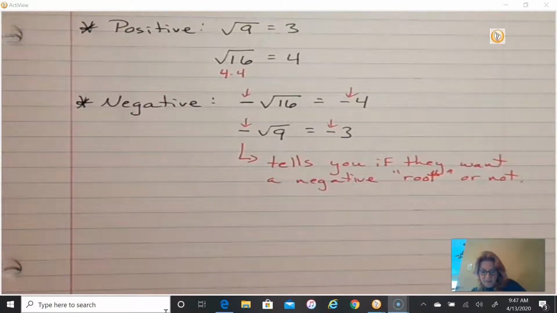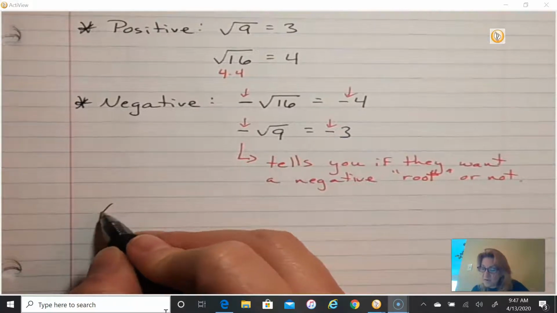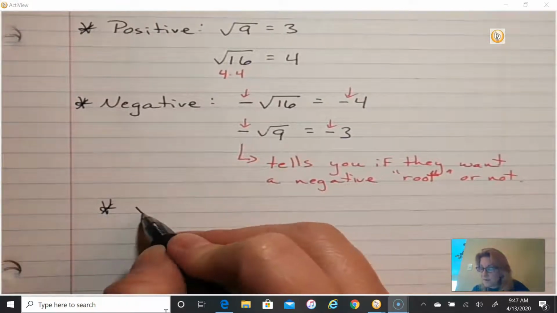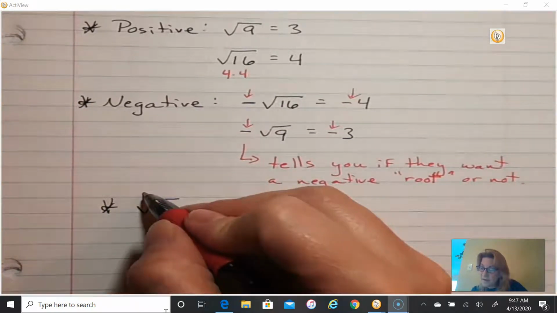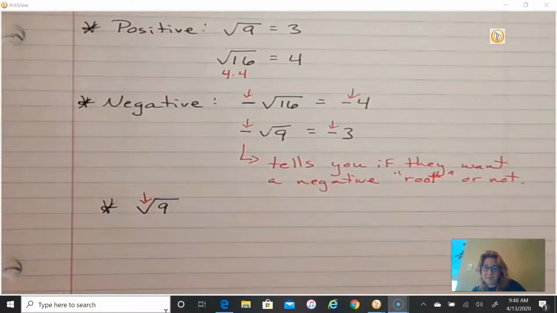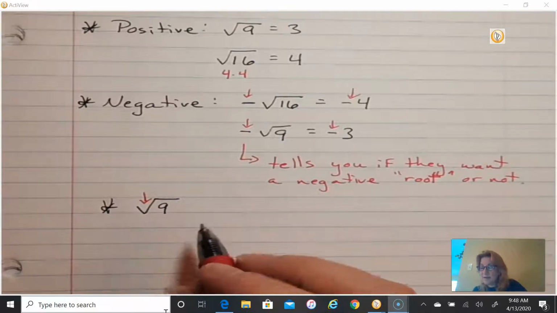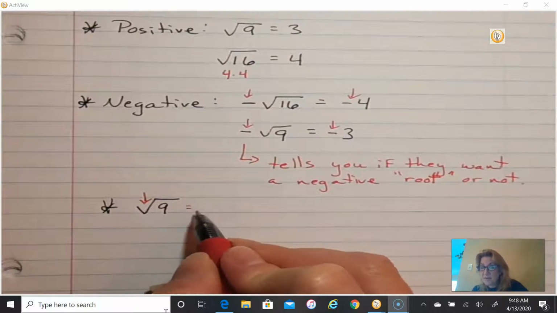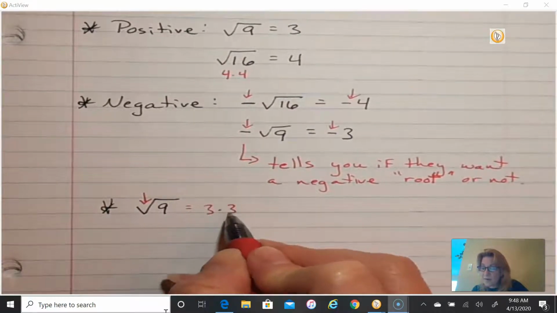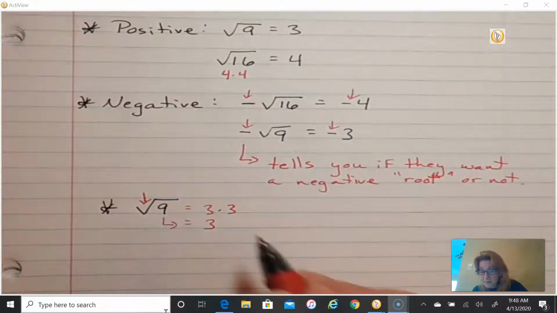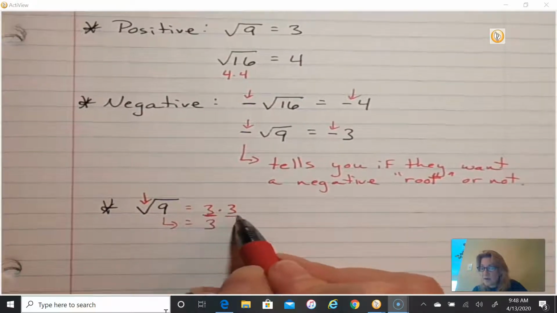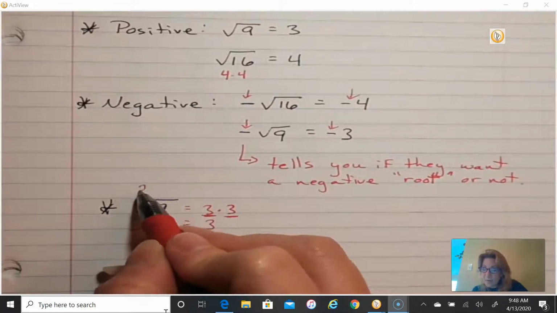Okay, so let me kind of jump back real quick before I introduce what a cube root is. If I were to give you this again, notice there's nothing in that little check mark. The answer to this is 3, right? Because 3 times 3 is 9. Notice there's a 2 right here. That means that root is 2.